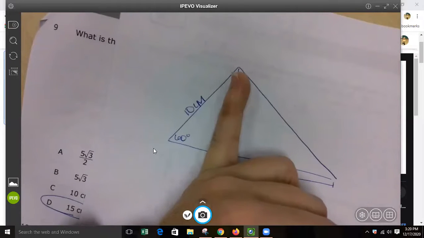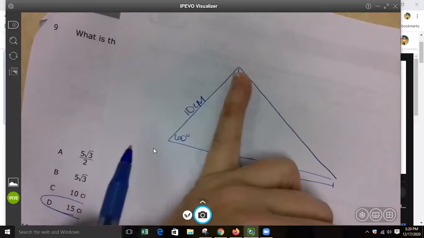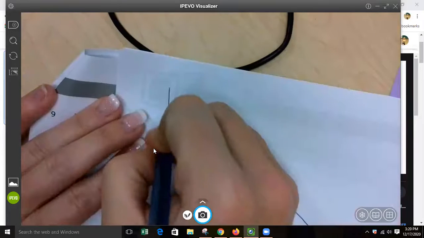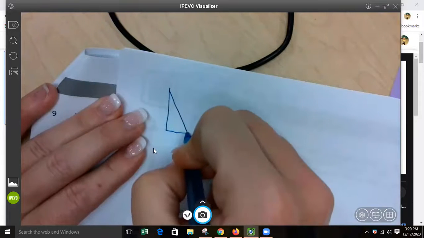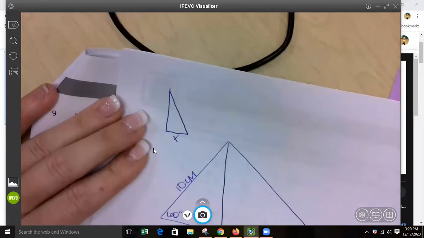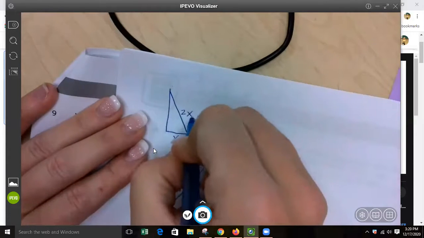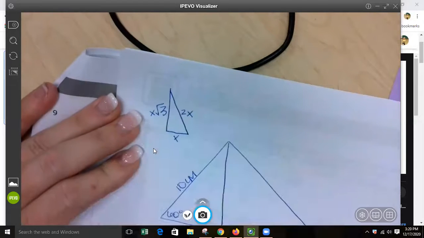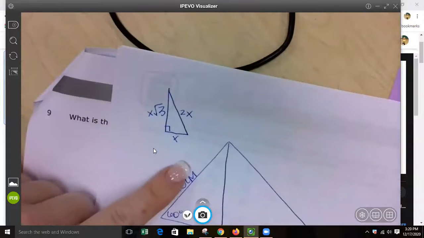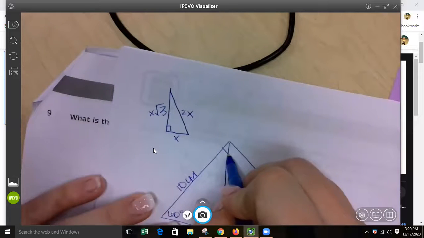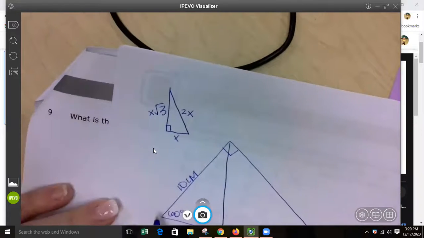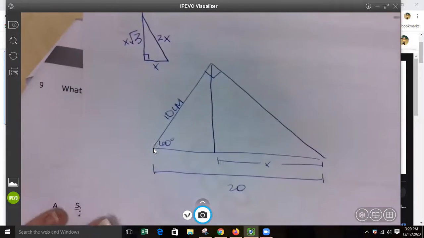We're going to ignore this line right here for just a minute, okay? So here's your 30, 60, 90. This is your short leg. So the rule says your short leg is X. Your hypotenuse is 2X. And your long leg is X square root of 3, okay? So this is my short leg. My hypotenuse is 2 times that. So this is 20. You see that?